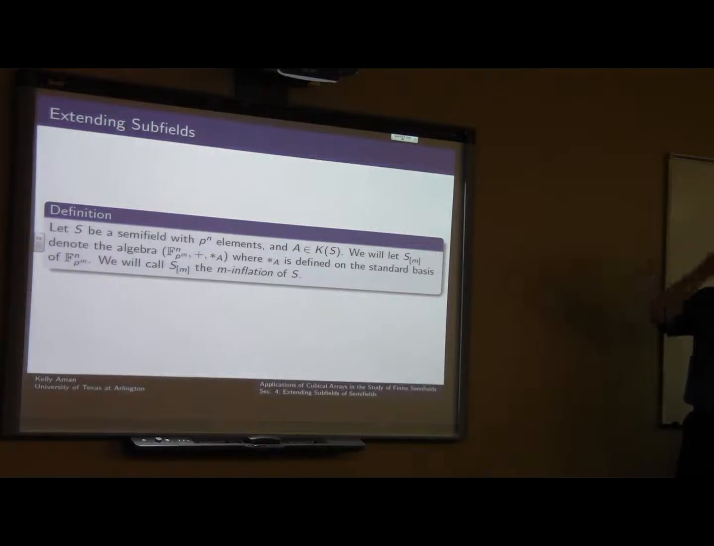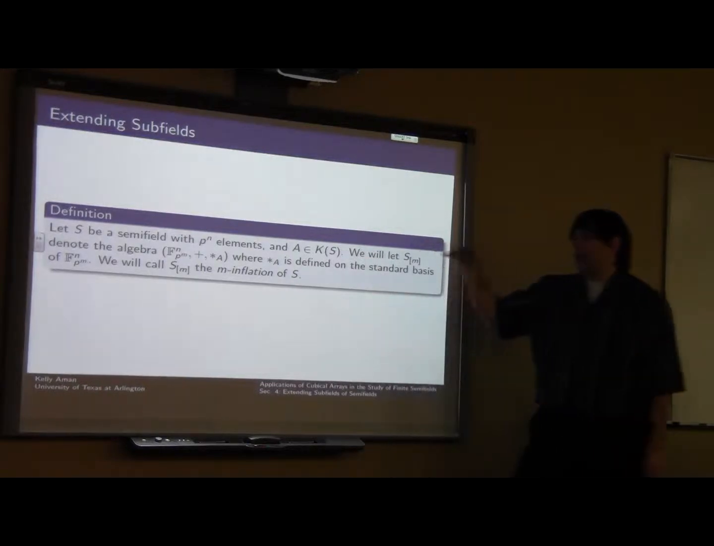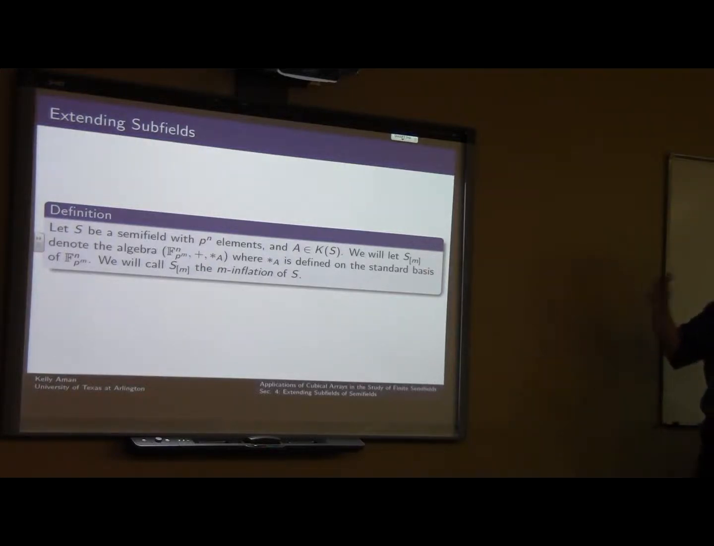First, I want to introduce one more notation. Let's say you've got a semifield S, and some cubical array A in K of S. We'll use S sub bracket M to denote the algebra constructed by using bracket A sub p^m to define multiplication on the standard basis of F_{p^m}^n. That might not be a semifield because it might still have zero divisors, but it gives us an easy way of talking about this act of extension.